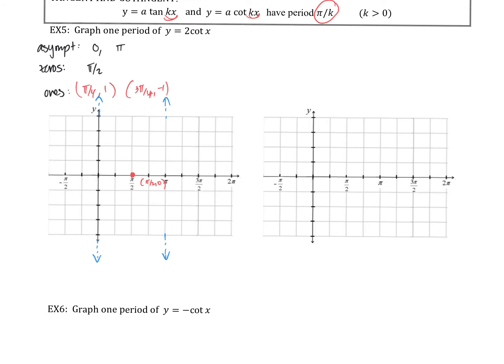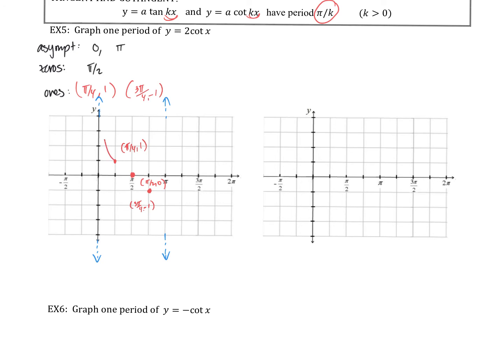Ooh, that 4 looked disgusting. Let me erase the 4. That was 3 pi over 4, negative 1. Okay, so 3 pi over 4, negative 1. And then at pi over 4, 1.